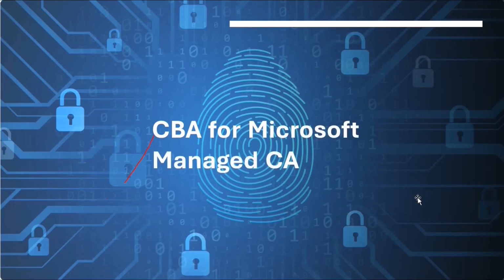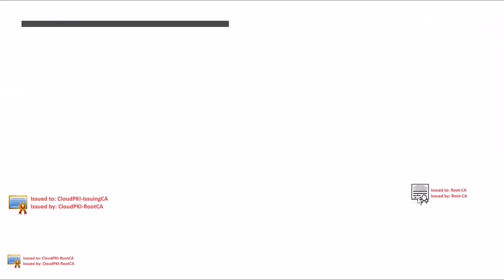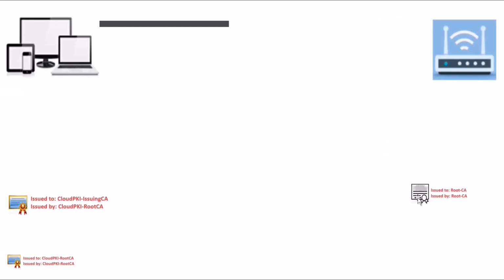All right. Then let's take a look at cert-based authentication for Microsoft Managed CA. These are the two entities that I have. On the left-hand side over here is the device, and on the right-hand side is the Wi-Fi access point. The device has received, let's say, a SCEP certificate from Cloud PKI, and the device has to present that SCEP certificate to this Wi-Fi endpoint and undergo the authentication.